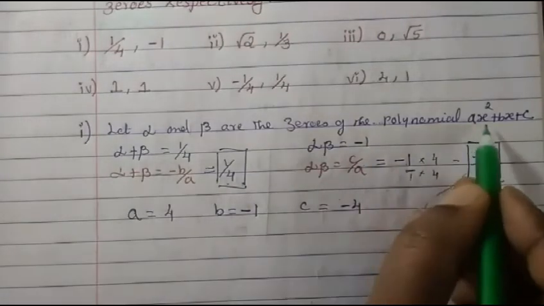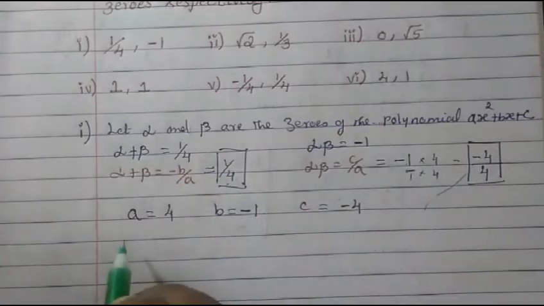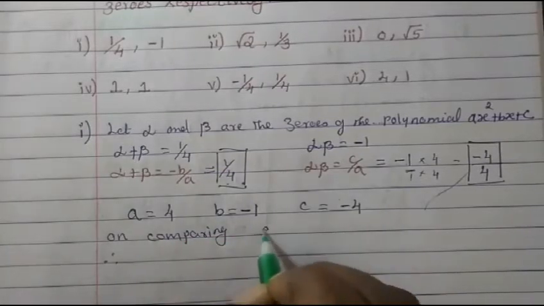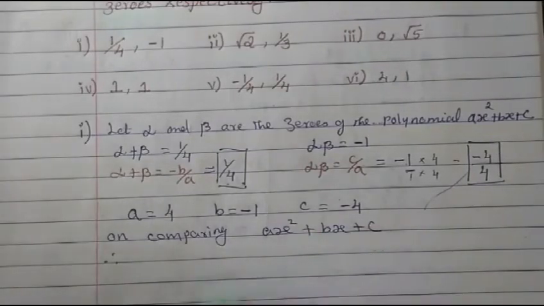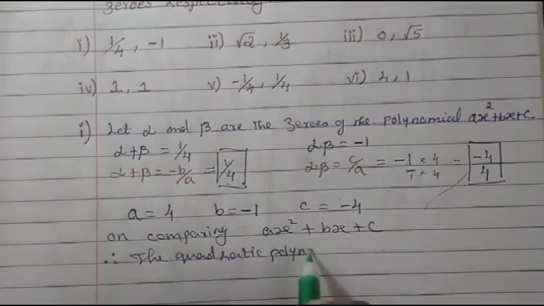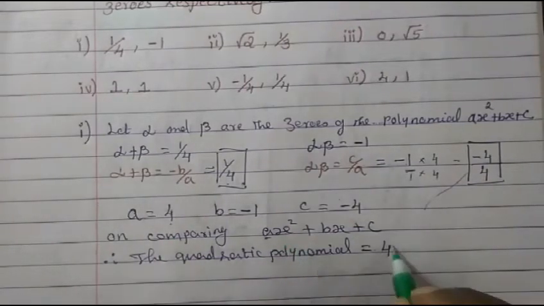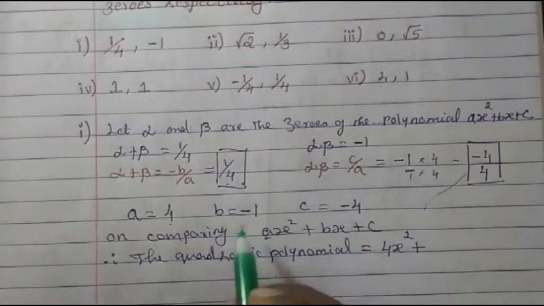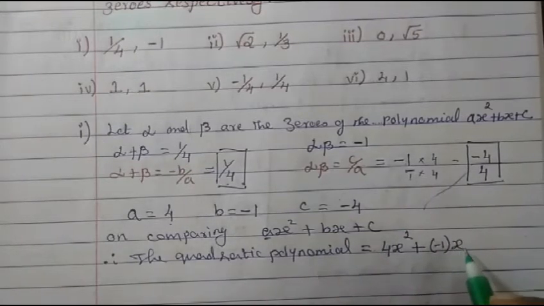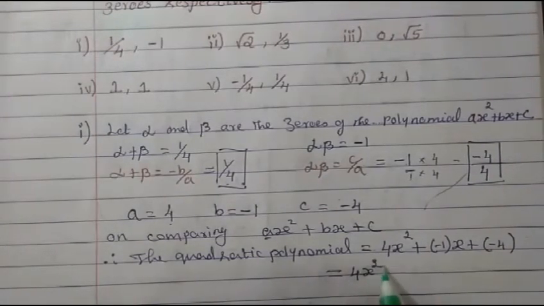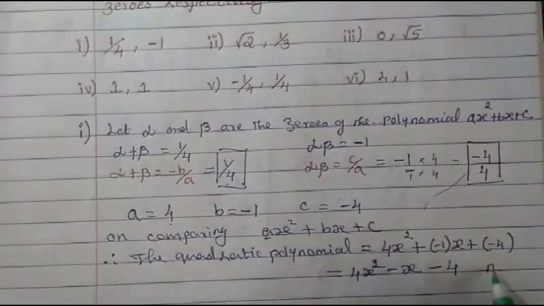So now on comparing with the equation ax square plus bx plus c, what we will get is the quadratic polynomial. The quadratic polynomial is equal to, in the place of a, write down the value 4, and this x square as it is. Then plus, in the place of b we have minus 1, and this x as it is, then plus, in the place of c we have minus 4. So now write down 4x square, plus into minus will become minus, 1 into x will get x only, plus into minus will become minus 4. So this is our answer.